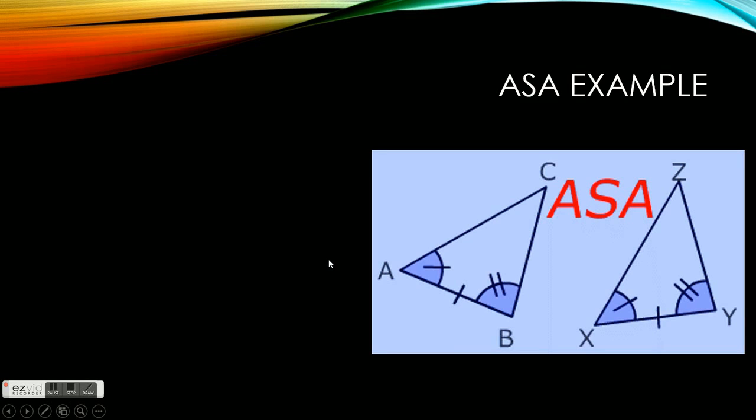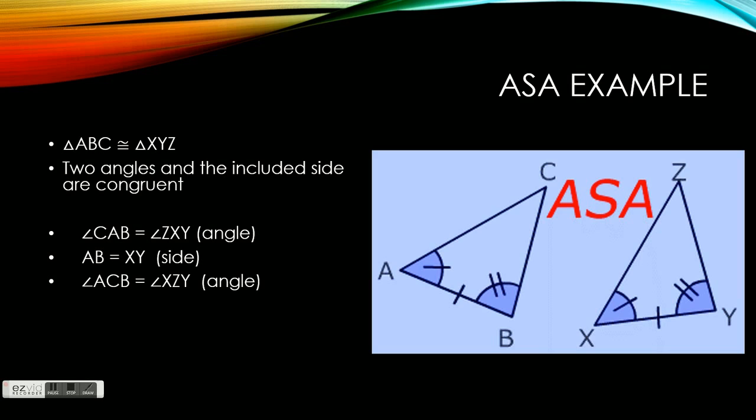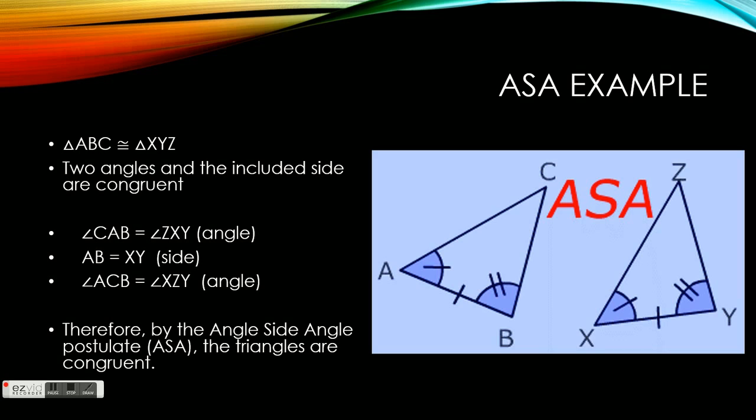Now we're going to take a look at an example of the angle side angle postulate. So we again have triangle ABC equal to triangle XYZ, and the two angles and the included side are congruent. Again, you can see by the tick marks there. Okay, so let's take a look here. We have angle CAB equal to angle ZXY, side AB equal to side XY, and angle ACB equal to angle XZY. And again, therefore, by the angle side angle postulate, the triangles are congruent.